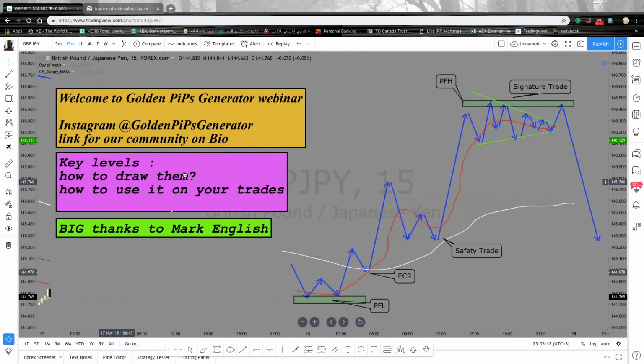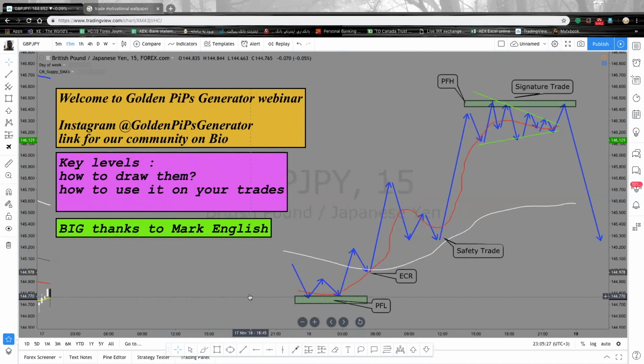Before I go and draw them for you, I'm just gonna go through a structure really quick on how we actually look for trades. Shout out to Mark English for the knowledge he shared for us.